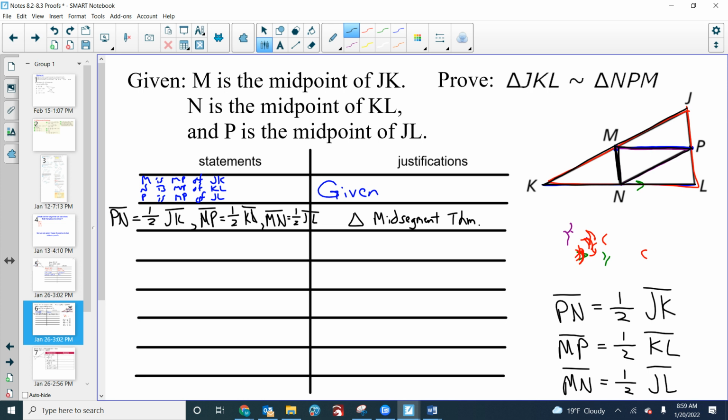Is that enough information to say these are similar now, or do we need more? You think it's good? Triangle JKL similar to triangle NPM by SSS similarity.